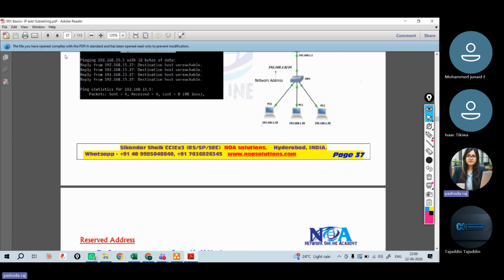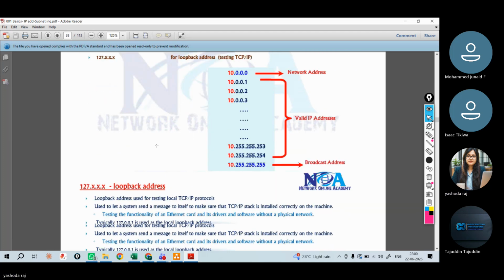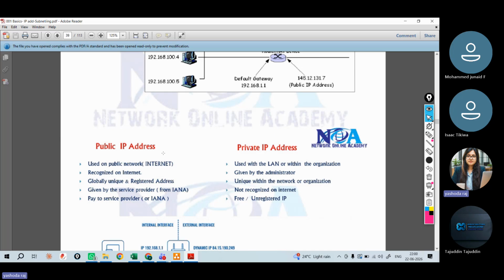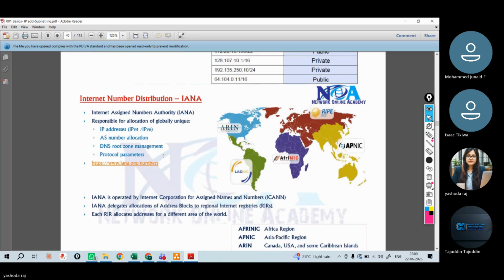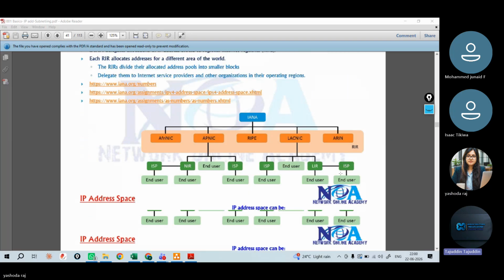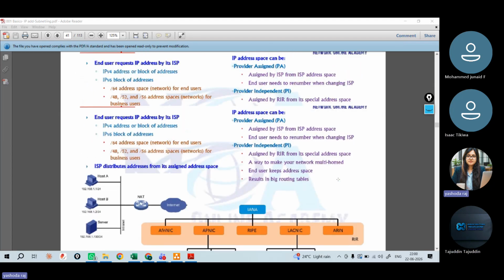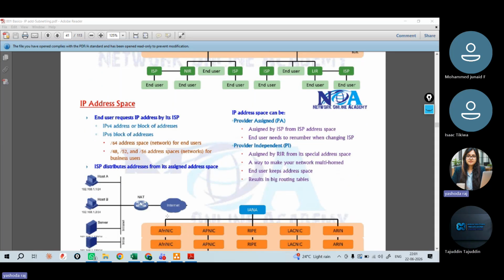You can read the slides above. I will forward this document. This also has reserved IP addresses, you can see. You can go through this too. Private and public IP addresses we have discussed, right? You can refer to this.